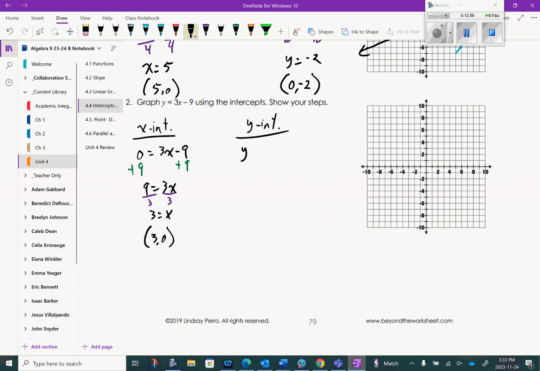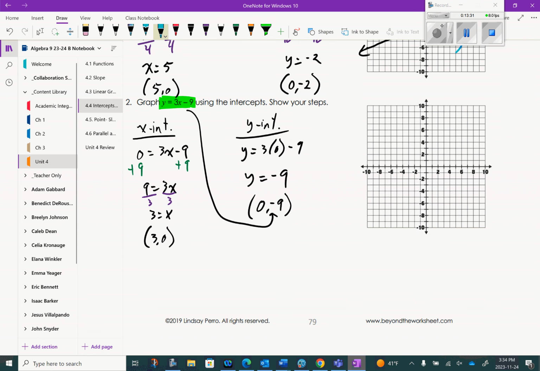For the y-intercept, y is equal to 3 times substitute 0 in place of x. Well, that was pretty easy. Remember, if it's written in this form, y equals mx plus b, that constant at the end is the y-coordinate of the y-intercept. So I need to plot the point 3, 0 as my x-intercept and 0, negative 9 as my y-intercept.